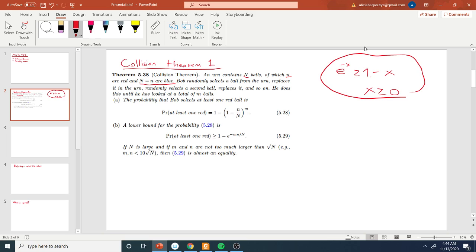And the cool thing about the one in part B is that it allows us to make the following observation, which is that if big N is very large, and m and little n are both not too much larger than big N, then this gives us a very tight bound. In fact, it is almost an equality. So let's start with the proof.